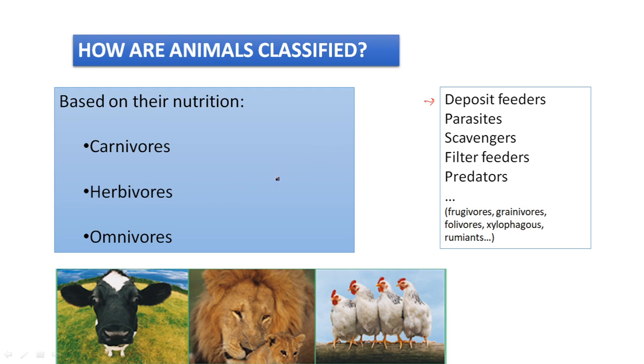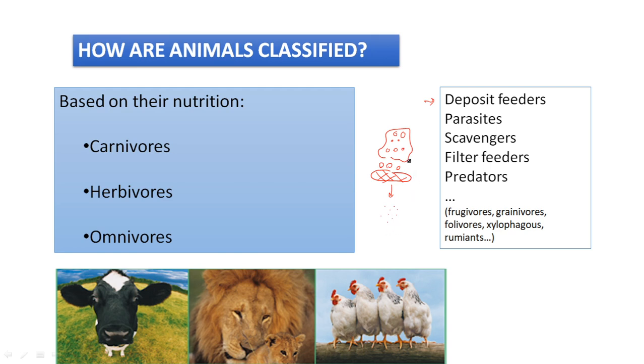Also, we can find filter feeders. A filter is just an object like this that can separate particles based on the size of the particles. So the big ones cannot cross the filter and the smaller particles can pass the filter.